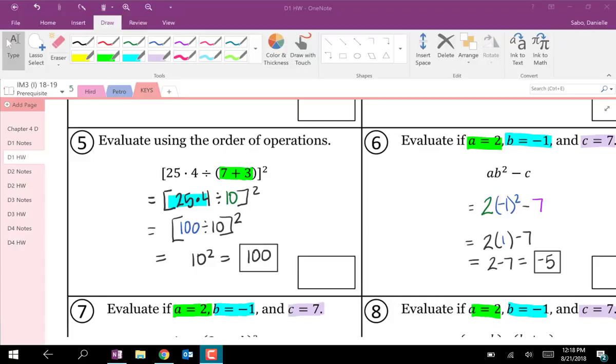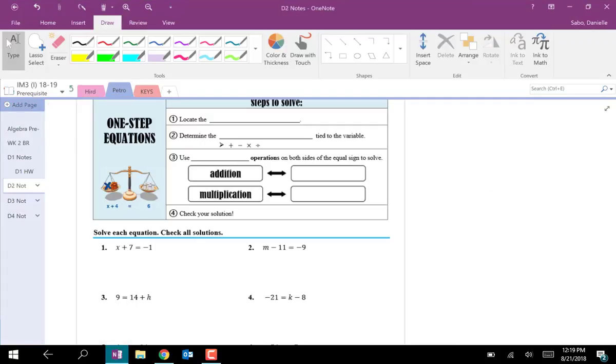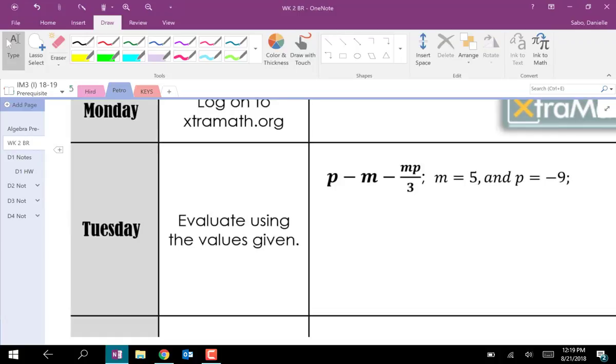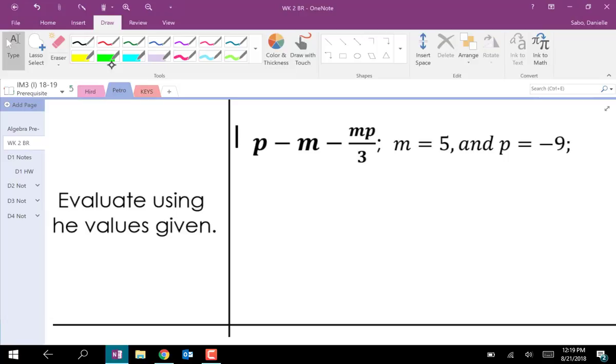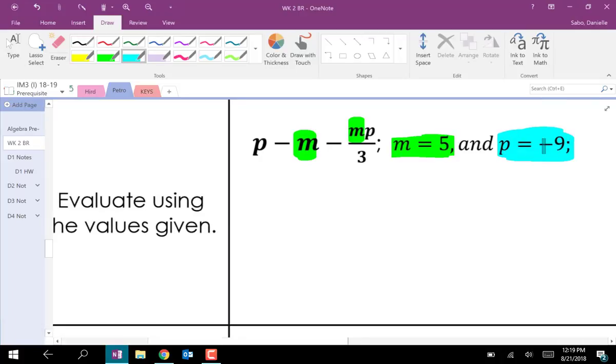All right, so now let's go over the bell ringer. Now, I did this problem only because I feel like this is the one where people struggle the most, the ones where you have to plug them in for yourself. So I'm going to take this M, and I'm going to put a 5 wherever I see an M. In green, wherever I see an M, that 5 is going to replace it. Same thing in blue. Wherever I see a P, I'm going to take that -9 and replace the P with it.